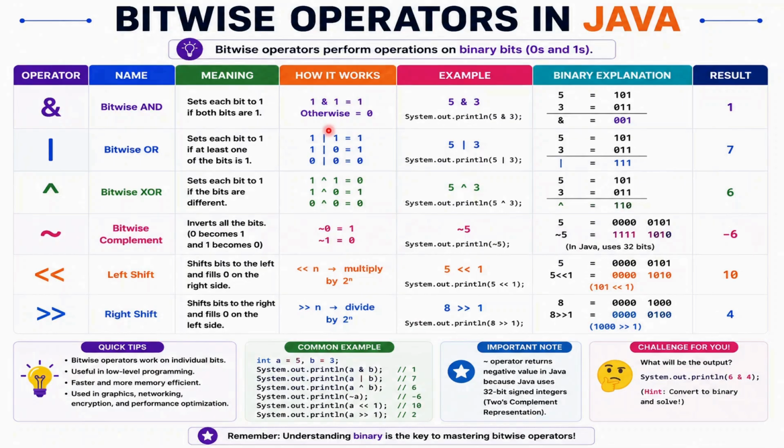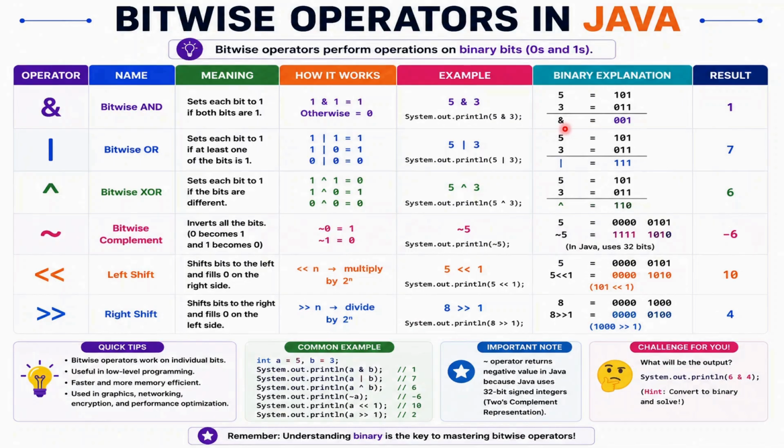So how does it work? When we have 1 and 1, the answer is 1, otherwise 0. For example, we have 5 and 3. So System.out.println, we are doing 5 AND bitwise operator 3. First, we are going to convert the numbers into binary bits. Binary bits for 5 is 101, and for 3 it is 011. Don't worry friends, how to convert to binary bits we are going to see in the practical example. For now, just understand the concept.